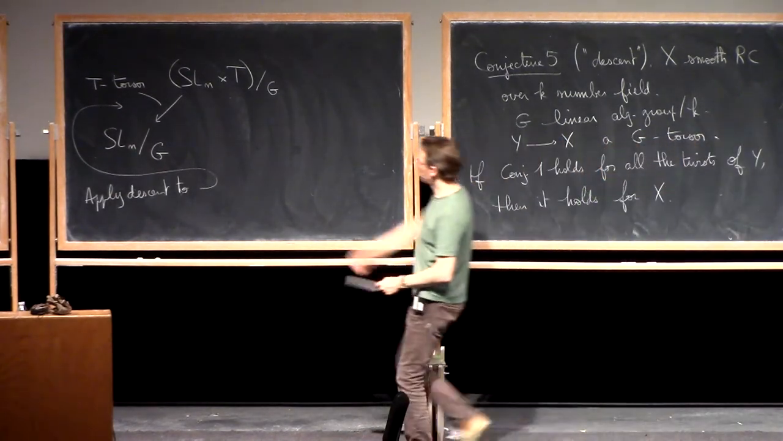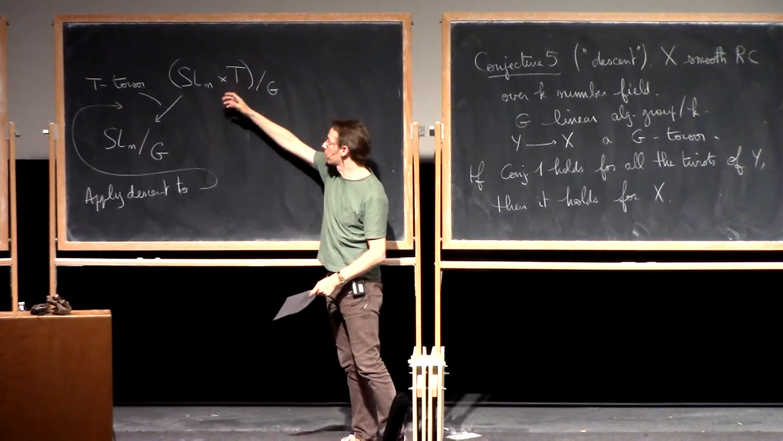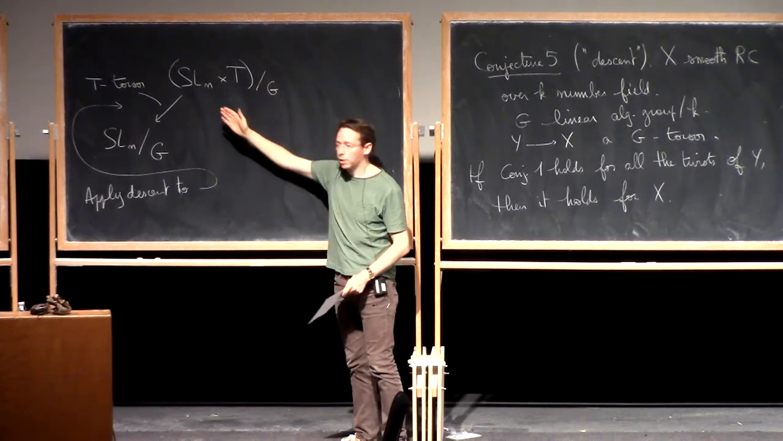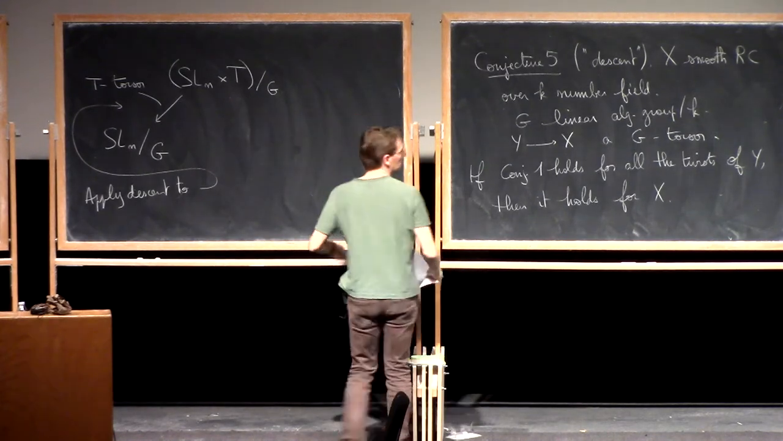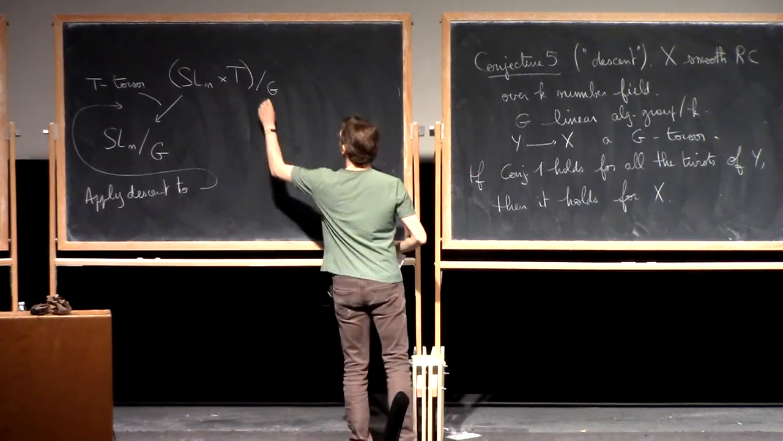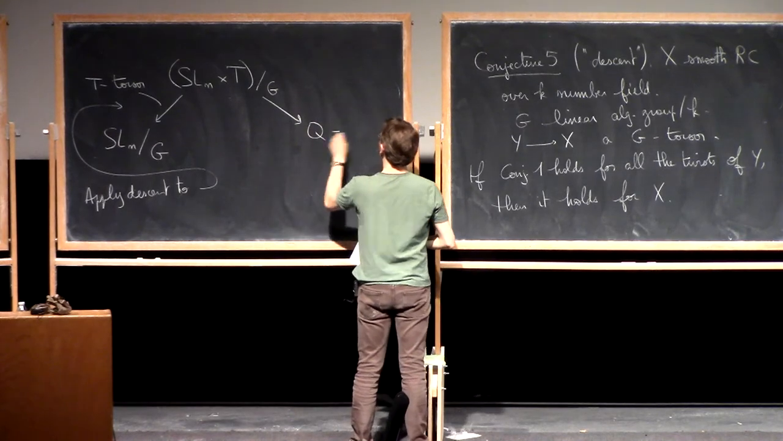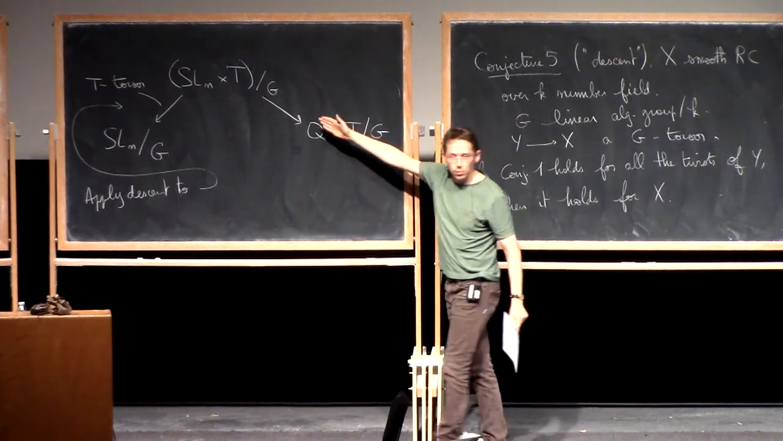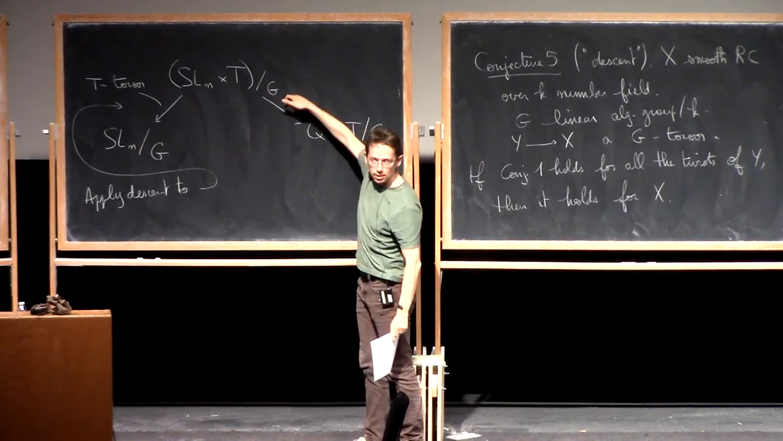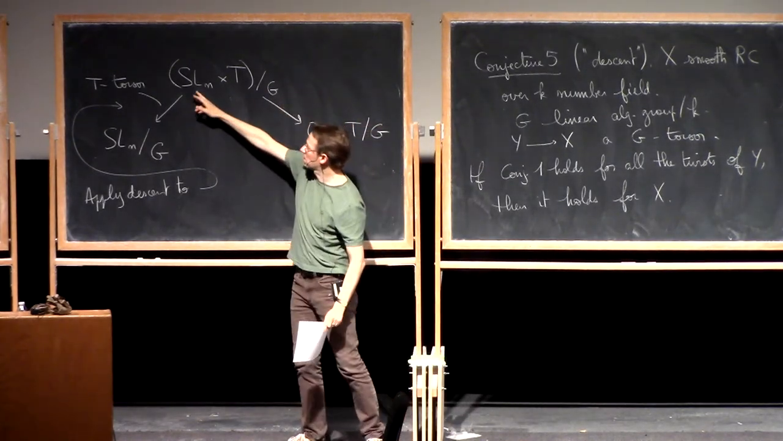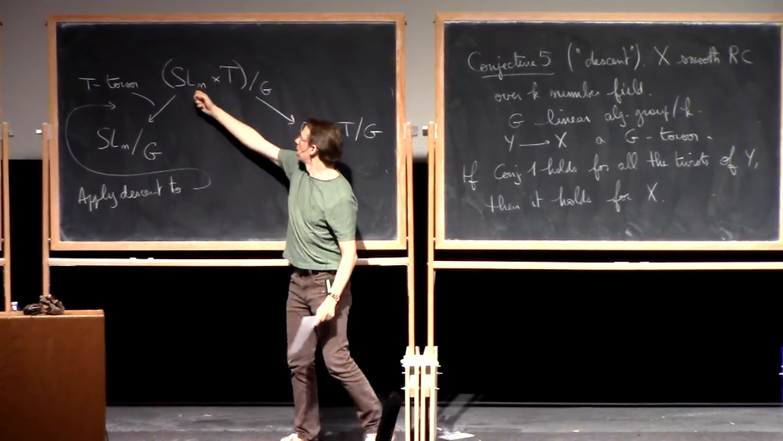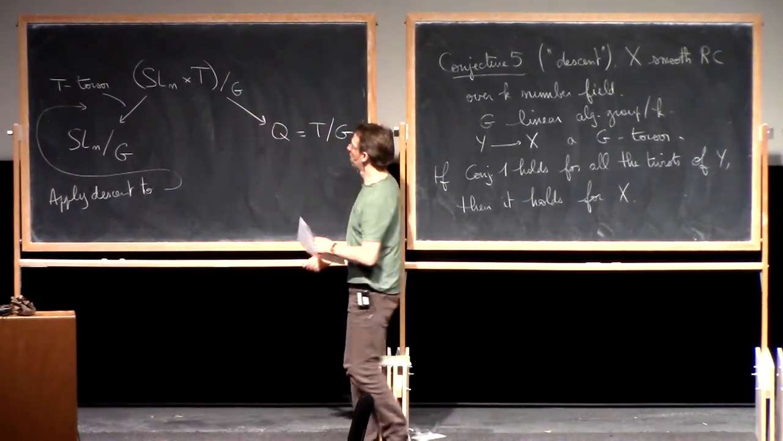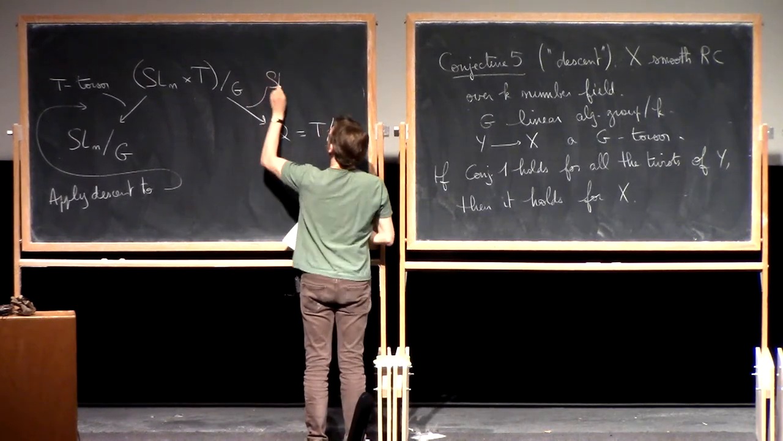Okay, so to understand this better, let's look at the second projection. SLN cross T modulo G goes to T mod G, which is Q. But now, for the very same reason, this is an SLN torsor. You still have an action of SLN on this, on the left. And it's clear that SLN is going to act simply transitively on the fibers here. So it is an SLN torsor.